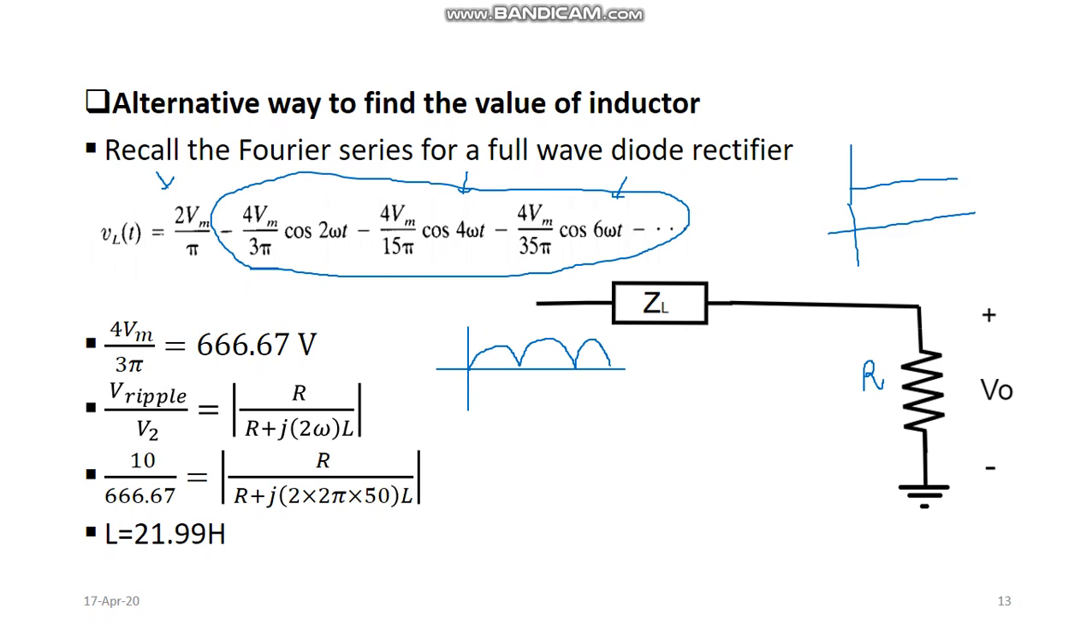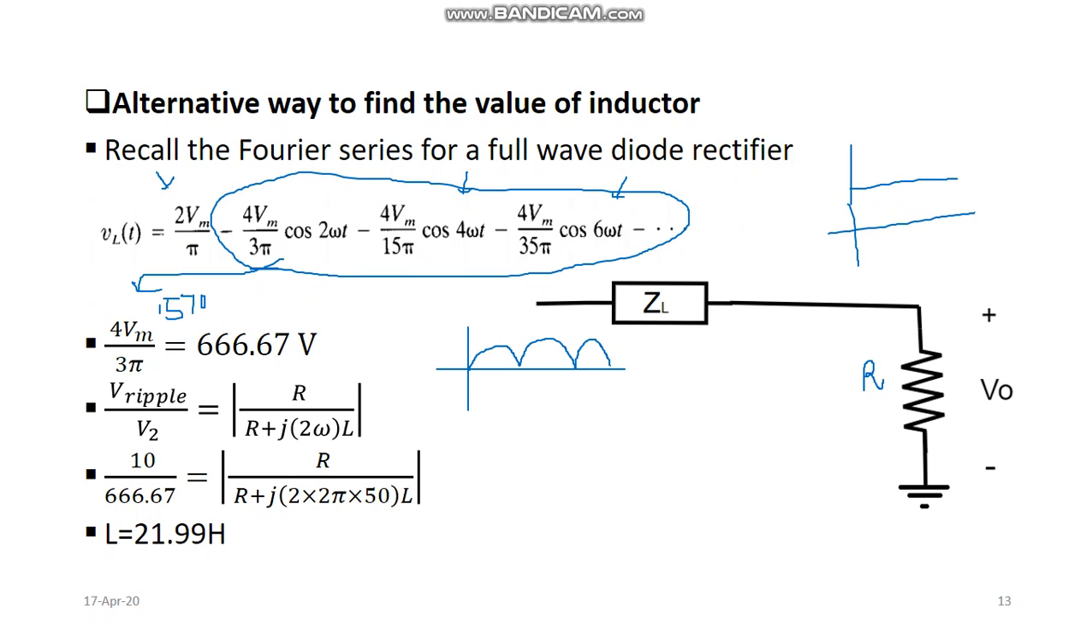So I will first consider the second component, 4 Vm by 3 pi. If I put the value of Vm, which was 1570, the result of 4 into Vm divided by 3 pi comes out to be 666.67. This is basically the dominant component in this waveform that I need to suppress.